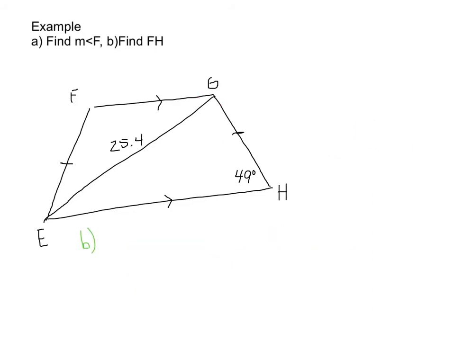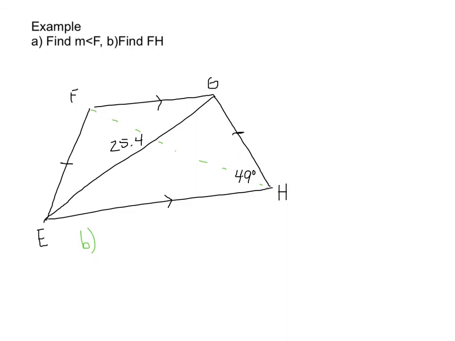Moving on to part B, we need to find the length of FH. So notice we don't have an FH yet. FH would be from F to H here. We don't have that. If it helps, you can draw that in. Just because the line doesn't exist doesn't mean we can't talk about that line.